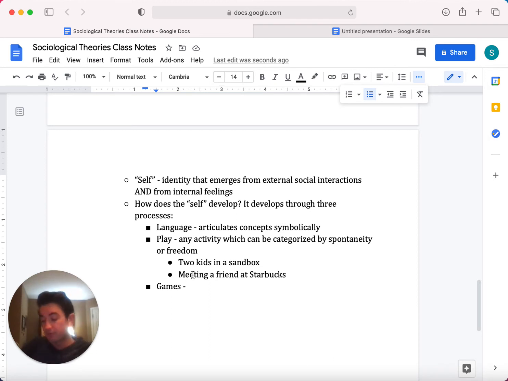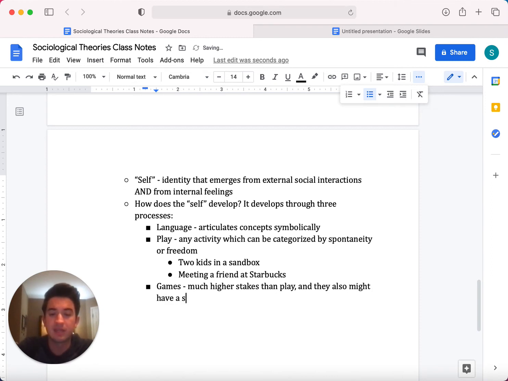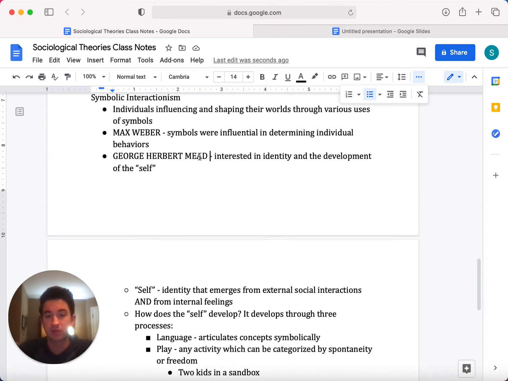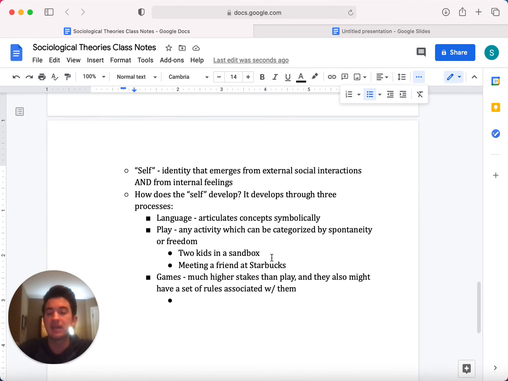Games are different from play in the sense that they have much higher stakes. They also might have a set of rules associated with them. So this is how you can differentiate play from games. All of this is according to George Herbert Mead. He said that play was any activity where there's nothing at stake. You're not getting the test from your friend at Starbucks. You're not required to build the biggest sandcastle in the sandbox. You're just playing around, doing whatever you want.